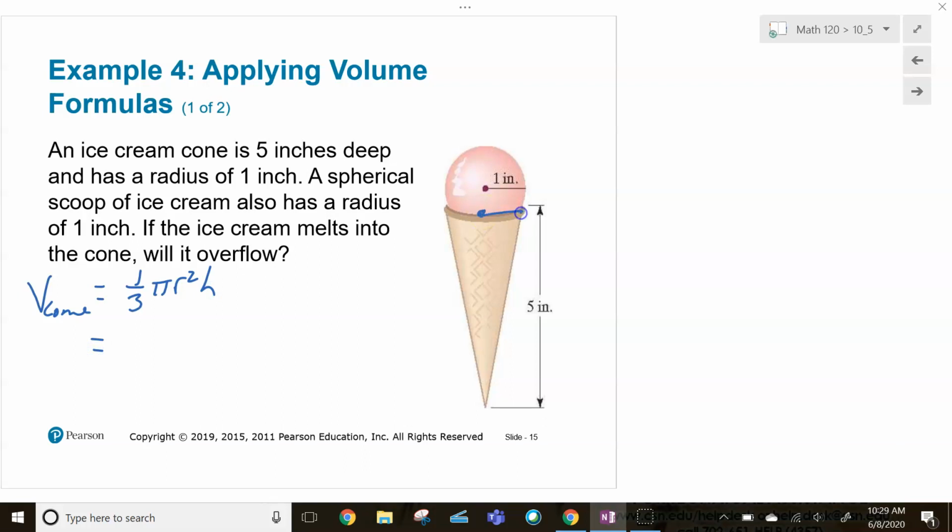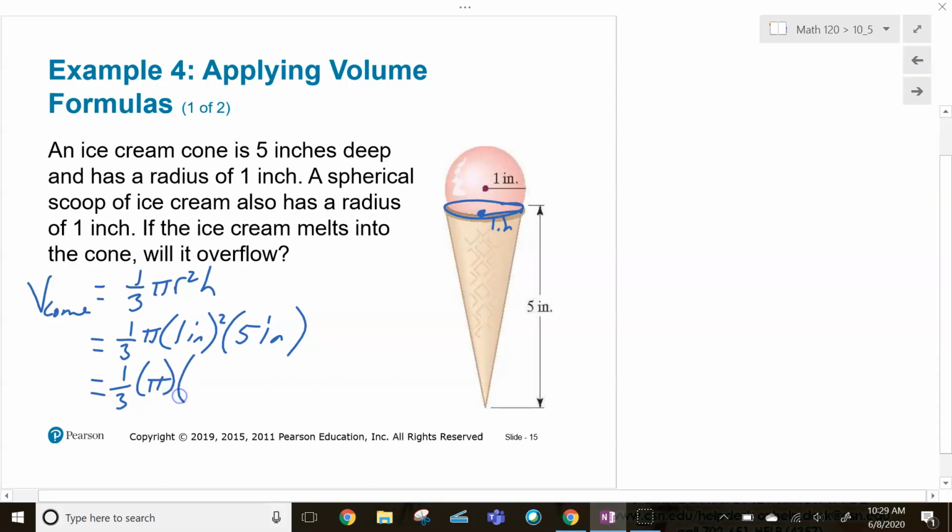We know this radius is 1 inch on this cone right here. It's 1/3 pi, 1 inch squared. Its height is 5 inches. So now I'm going to use my calculator. I'm going to go 1/3, use my pi button, 1 times 1, still 1 square inch, times the 5.